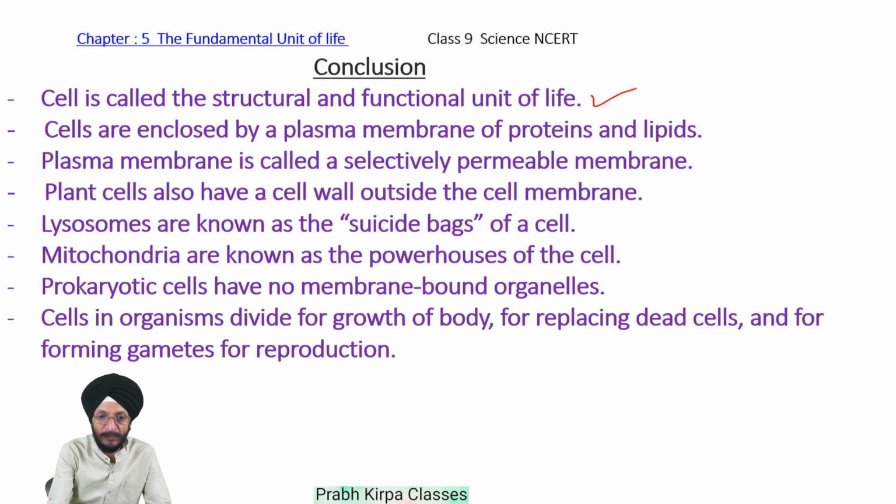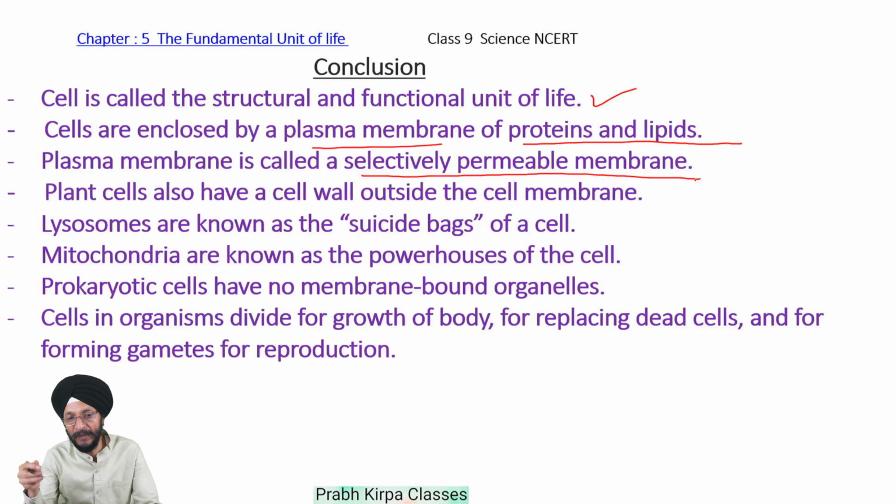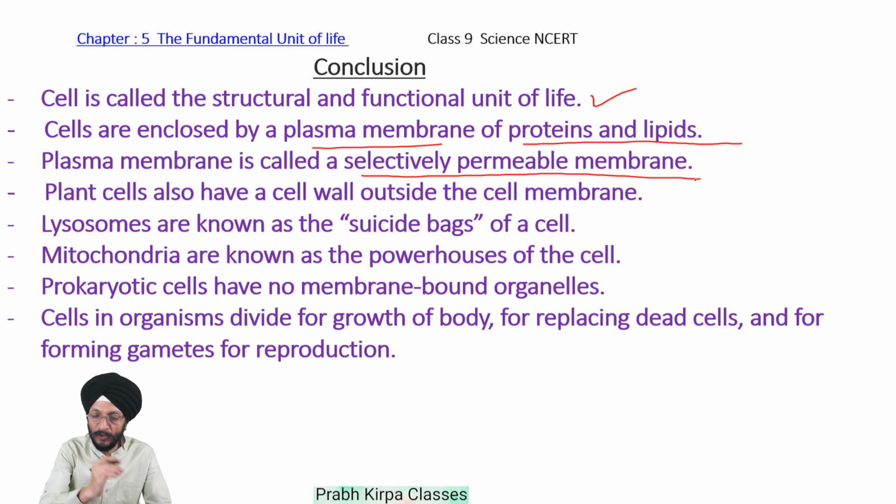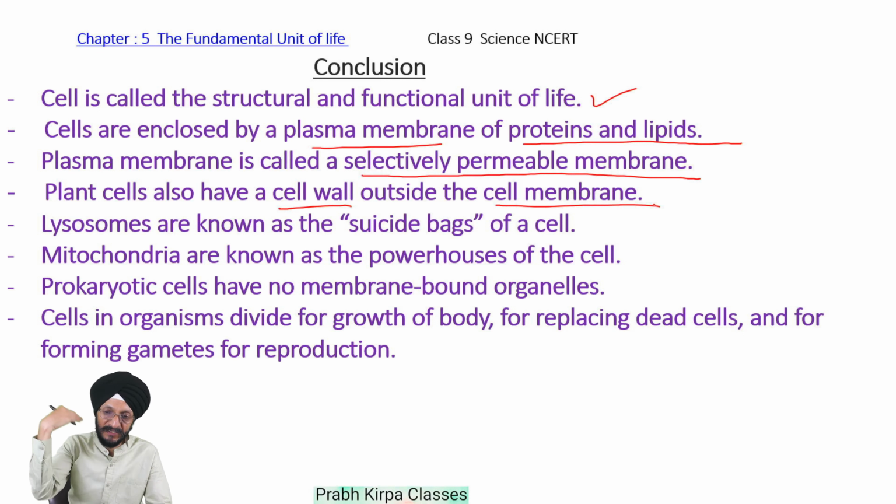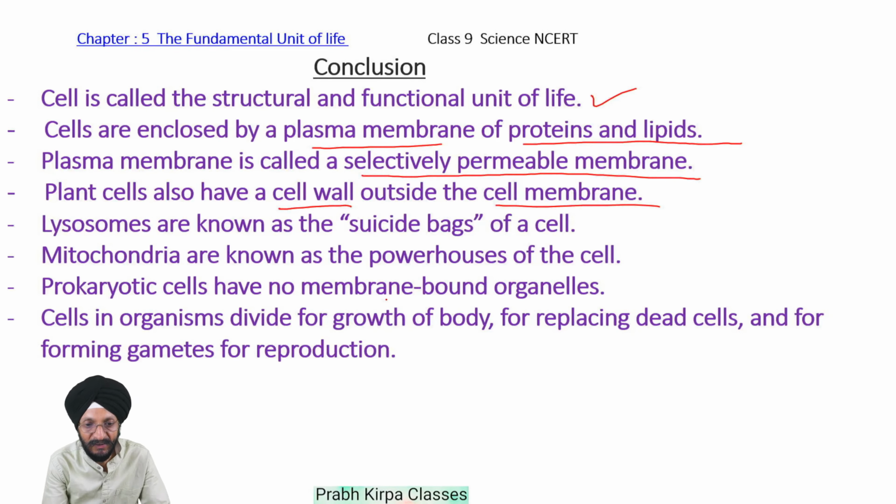Cells are enclosed by the plasma membrane, which is made up of proteins and lipids. The plasma membrane is known as a selectively permeable membrane because it allows only selected substances to move inside or go outside the cell, while it blocks others from coming inside or going outside the cell. As already told, it does not allow the cytoplasm to move outside the cell. Plants also have a cell wall outside the plasma membrane; that is, in plant cells, outside the plasma membrane, there is another covering known as the cell wall.